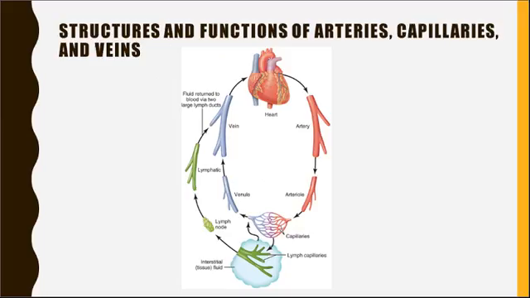Looking a little bit more deeply, we have the structures and the functions of the arteries, capillaries, and the veins. Arteries carry blood from the ventricles of the heart to the tissues and organs of the body. Capillaries, these are a very important part, but very minute. They permit materials to be exchanged between the blood and the tissues. So that's where the exchange actually takes place. Veins are what conduct blood back toward the heart.